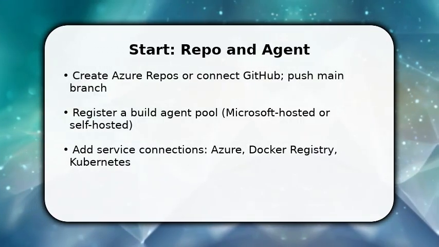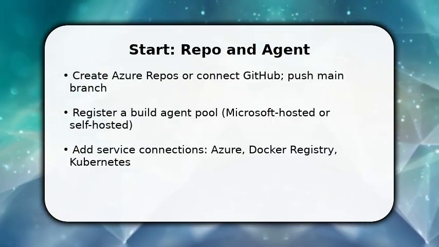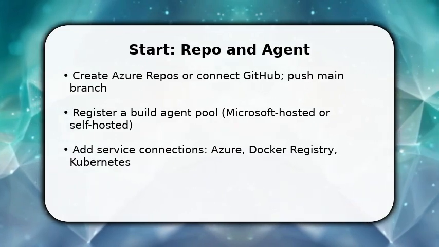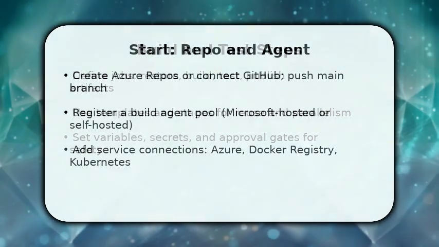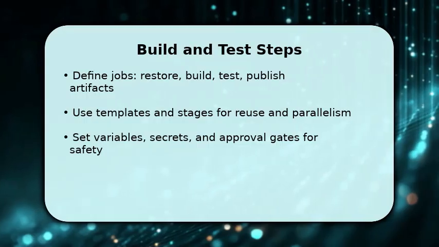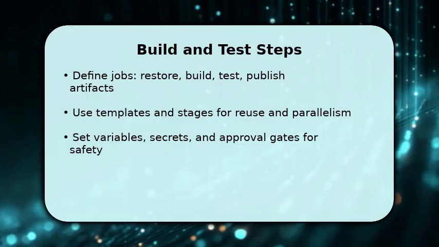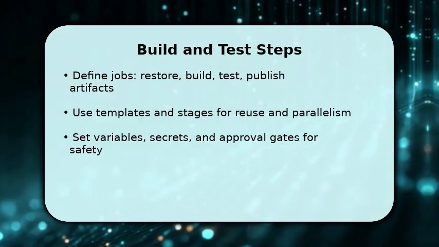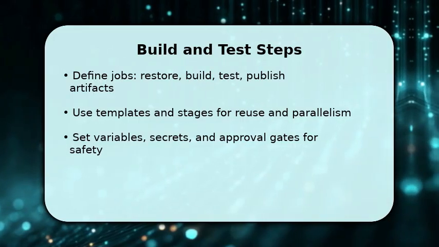Once done, define a pipeline file in your repo, Azure Pipelines YAML, so the pipeline can run automatically when commits arrive. This sets the foundation. You now implement the core CI steps: restore dependencies, compile, run unit tests, and publish artifacts. Use separate jobs or stages to run tests in parallel and to isolate failures.